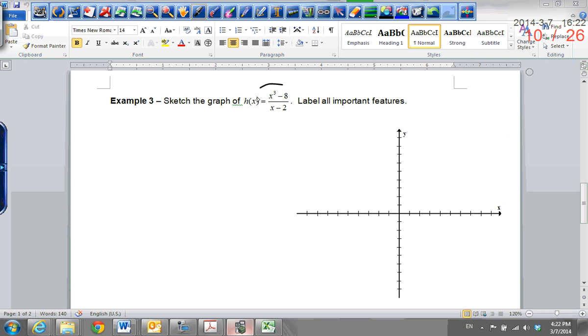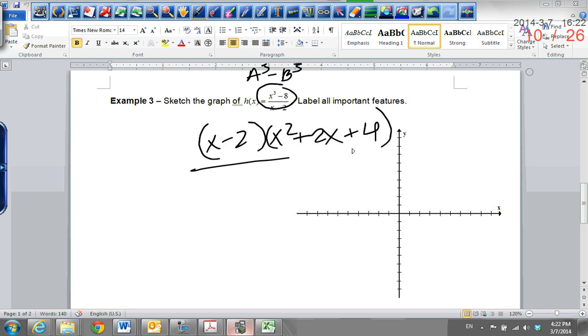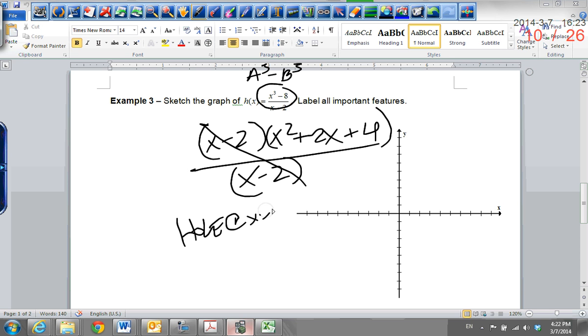Example number 3. On top, we have difference of cubes. So that's a cubed minus b cubed. So I have x minus 2. This is following the formula that's on y'all's yellow chart, or yellow cardstock or whatever, all over x minus 2. Hopefully you see that x minus 2's cancel out. That means I'm going to have a hole at x equals 2.